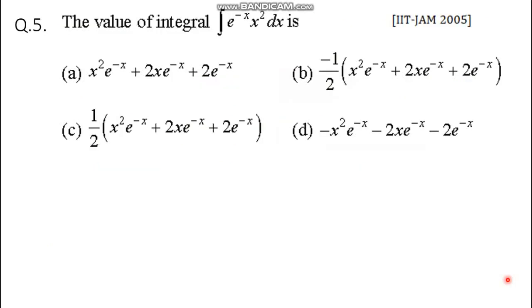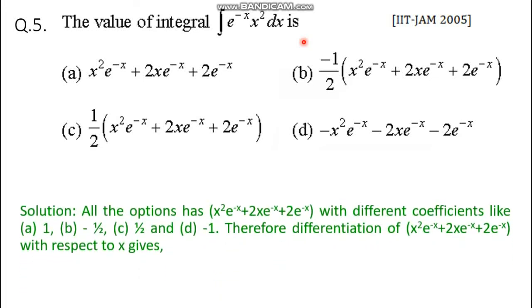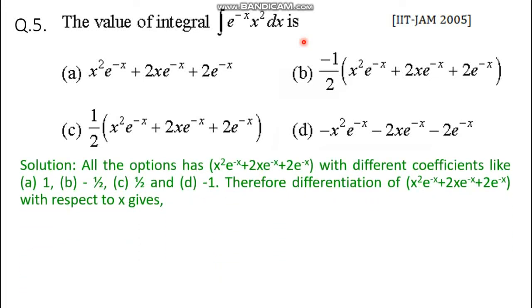Next, the value of the integral. It came in 2005 IIT-JAM, e to the minus x dx square, x square dx. So we have just worked out this one. And how to do this? All the options has the value. Look, x square e to the minus x plus twice x into e to the power minus x plus twice e to the power minus x.